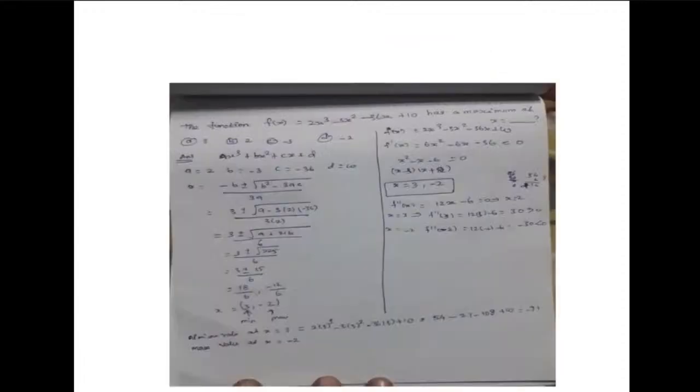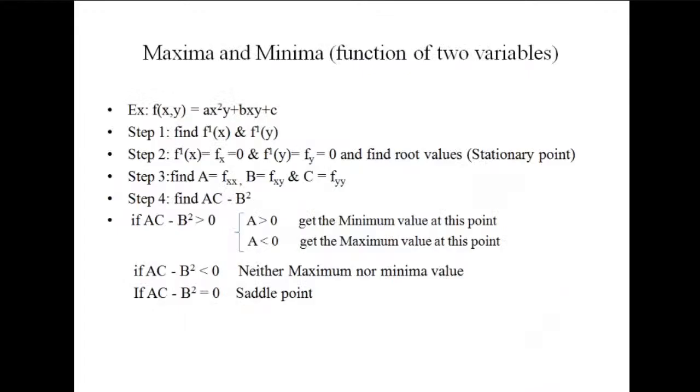Next one is two variable. We have to find the maximum and minimum value. This is a function, and this equation contains two variables. Okay, this is the example for two variables: a x square y plus b x y plus c.